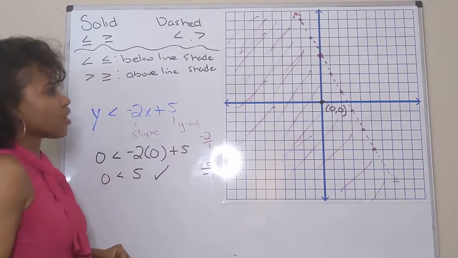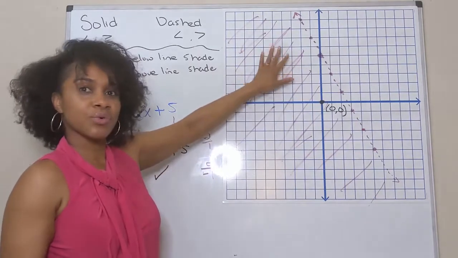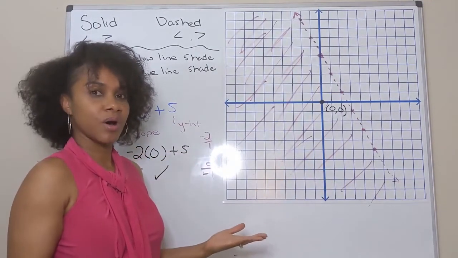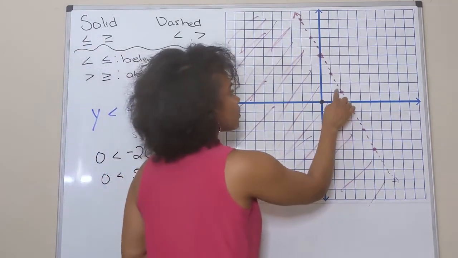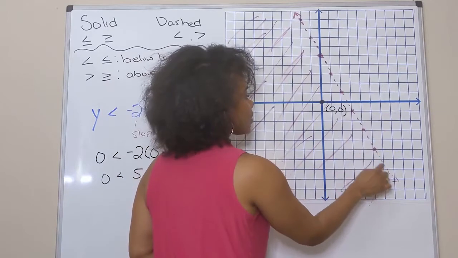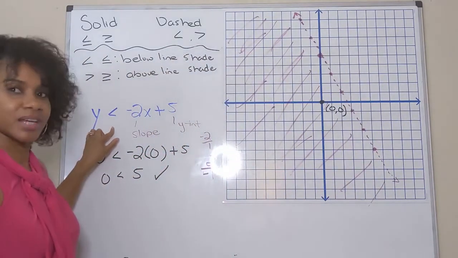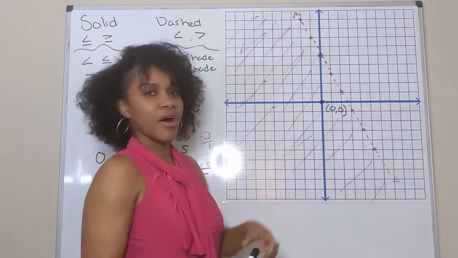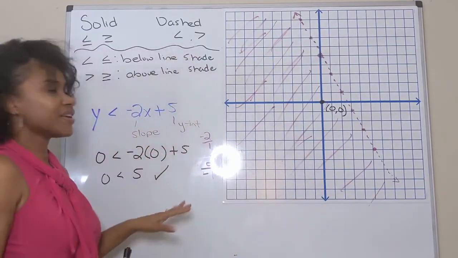All right. And so all of these solutions on this side, or all of these ordered pairs on this side of the graph, are solutions to this linear inequality. But not included are the ordered pairs on the line, because we read that as y is less than negative 2x plus 5. So none of these points on the line are included on the graph. All right. So we've graphed this linear inequality.